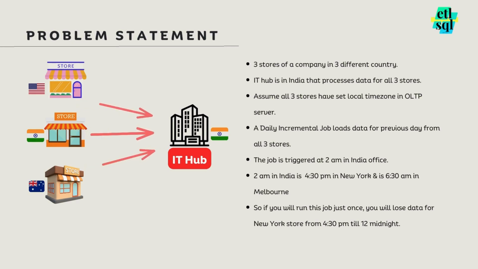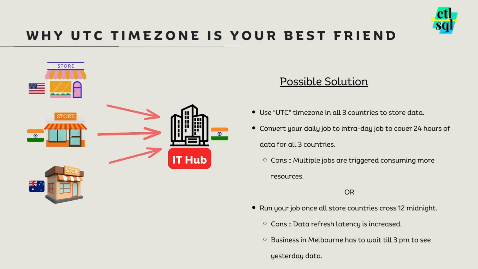So what you can do is either you can run your job multiple times to avoid any data loss, or in your daily incremental job, rather than reading data for minus 1 day, you read data for minus 2 days maybe, just to make sure that you're not losing any data. But this is a bad approach because you may be refreshing the same data multiple times or 2 times in this case. So what is the solution for it?